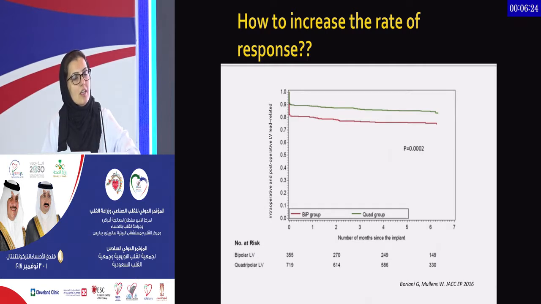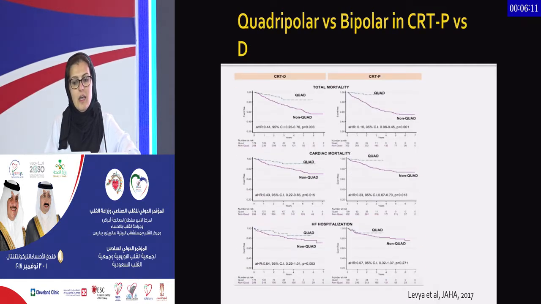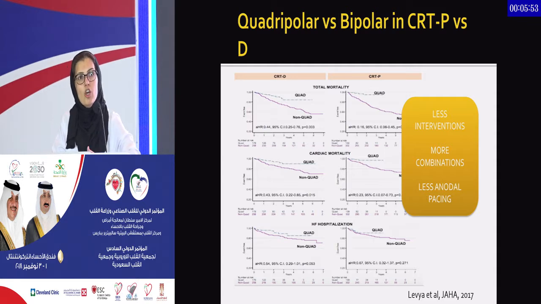Another thing that makes you improve your response rate is for the implanters to use the quadripolar leads. These reduce the chances of intraoperative and postoperative LV-related interventions. But not only that, regardless whether you use a CRT-P or a CRT-D, with quadripolar leads, you have reduced overall mortality, reduced cardiovascular mortality, and reduced heart failure admissions, if you compare them to the standard previous bipolar leads.